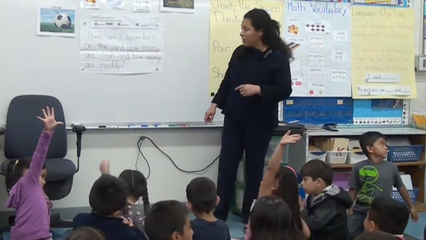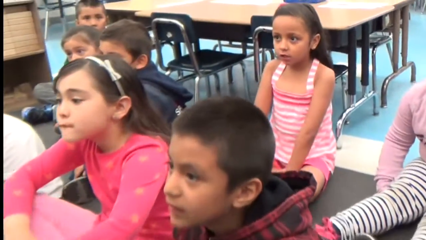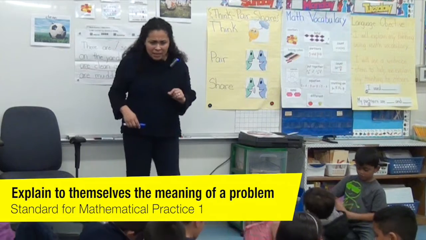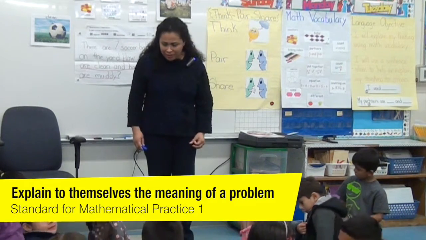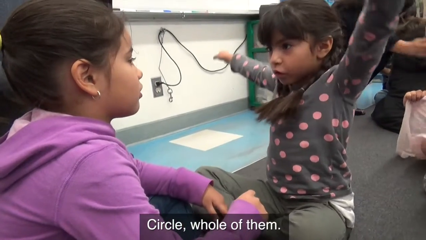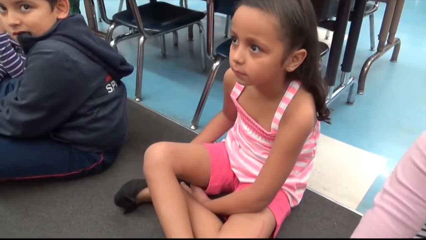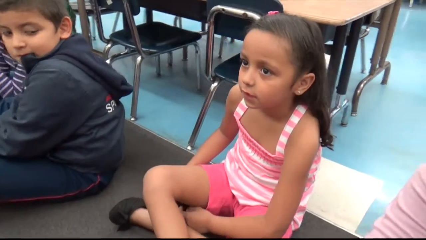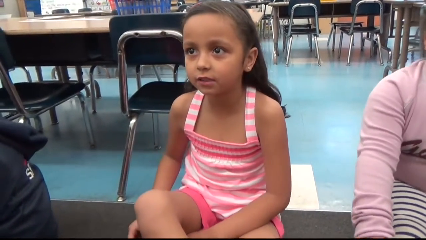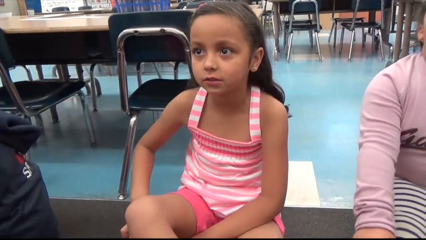Daniela, tell me what's important and what should I do? You gotta circle the number 7. Why does Daniela think that I need to circle the 7? Talk to your partner. Why should I circle the number 7, Daniela? Because that's important, because that has to be the number of the balls.